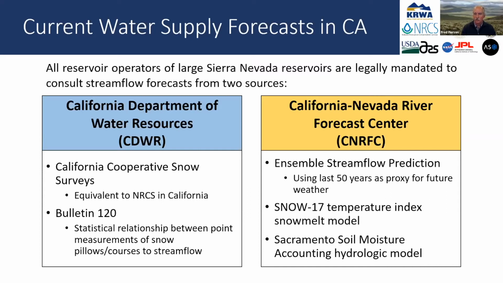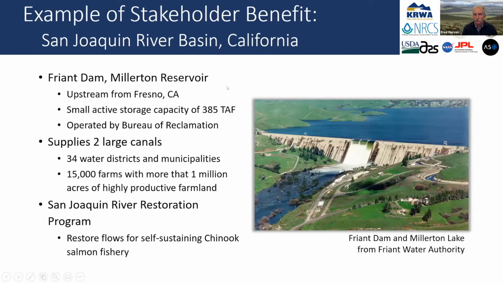but they look at the past history and look at it from an ensemble streamflow prediction perspective, with some fairly basic physical modeling underneath that. So those are the two forecasts that are utilized to manage water in California. This is just an example of the kinds of events or timings where something like the ASO iSnobal kind of tool can come into play.